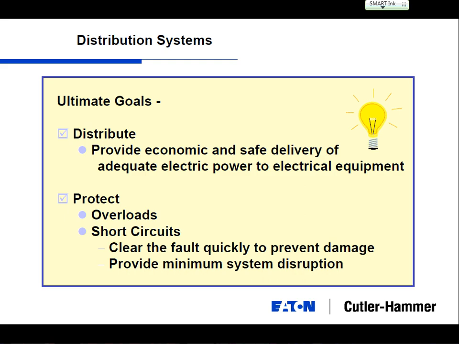So there are two main goals of a distribution system. The first goal is to distribute the power economically and safely. The second goal is to protect the facility. And you can protect in one of two modes: for an overload or a short circuit condition. The main goal in a short circuit is to clear the fault quickly, prevent damage, and minimize the system interruption.